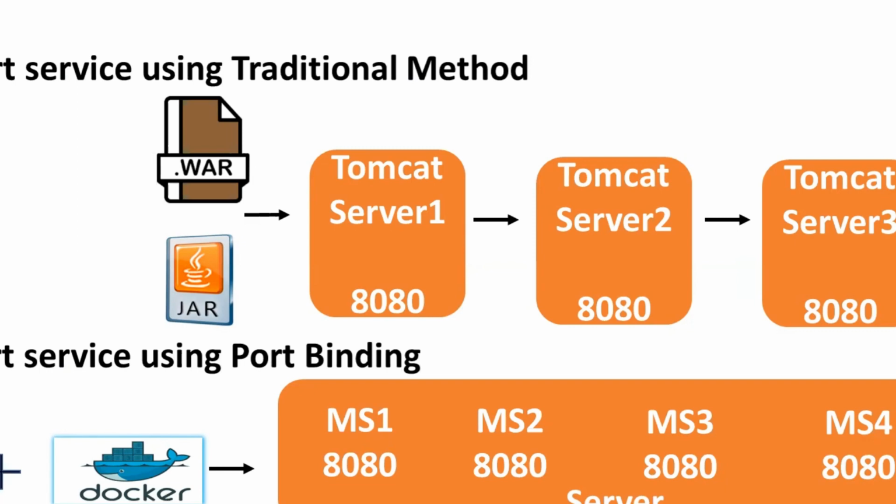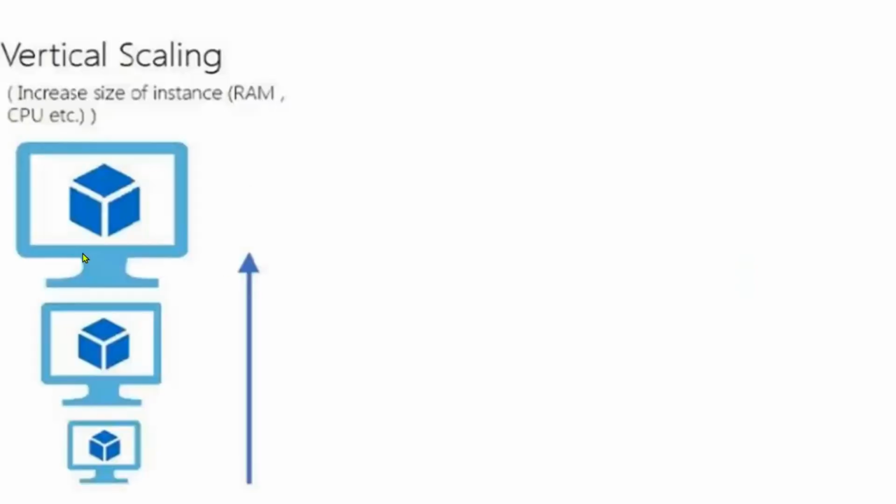So export services via the port binding. That's what the 12-factor app says. And the next one here, the eighth one, concurrency. What does it mean by concurrency? It's when multiple processes run at the same time, it's called concurrency.